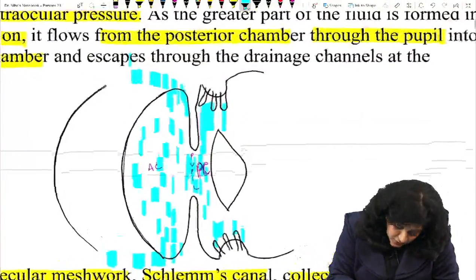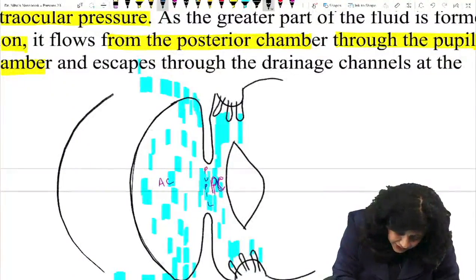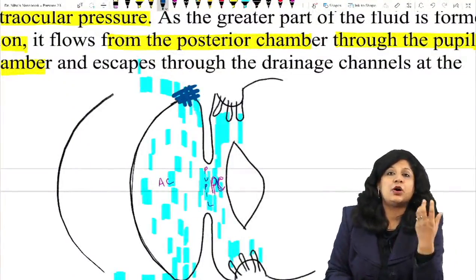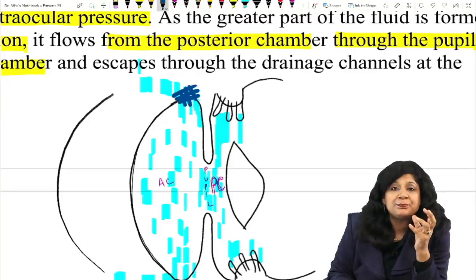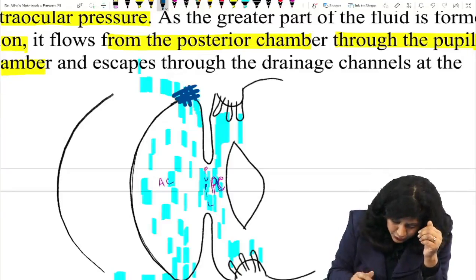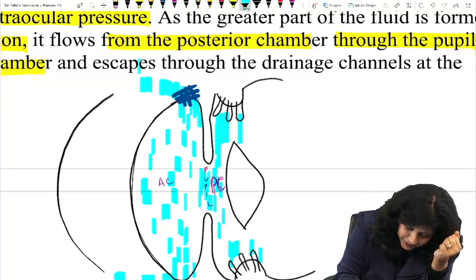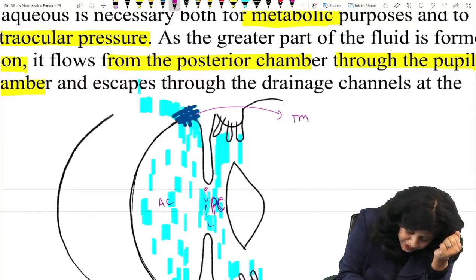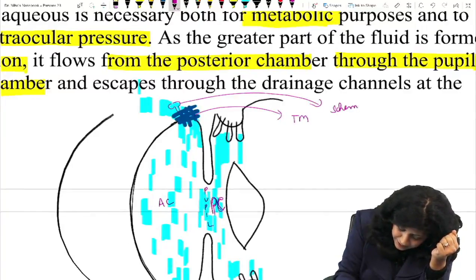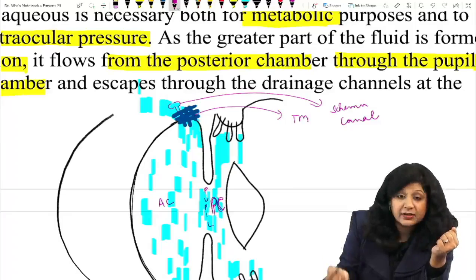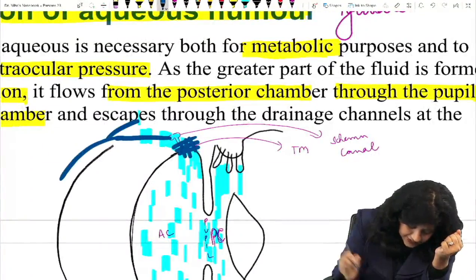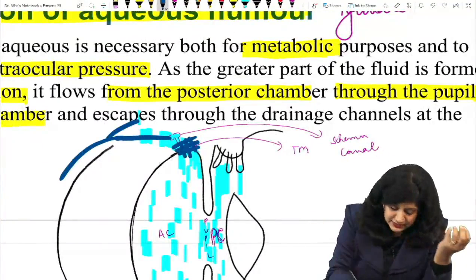The trabecular meshwork is present at this angle here. It is a sieve-like or spongy meshwork, which is cribriform, having so many pores. So from here it is going to pass here. We have different structures. This is your trabecular meshwork. Then we have a canal here. This is your Schlemm's canal. Schlemm's canal is also there, right? And then it is passing through the collector channels.